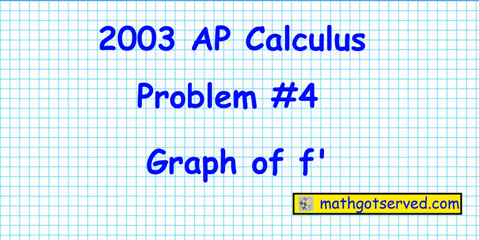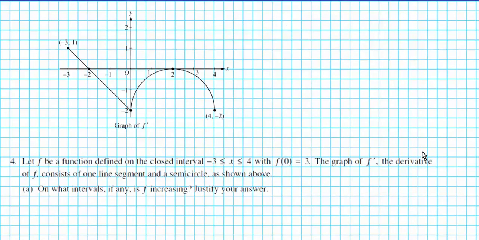In this clip, we're going to be going over problem number 4 of the 2003 AP Calculus AB pre-response question, which focuses on the graph of f prime. Okay, problem 4 is as follows.